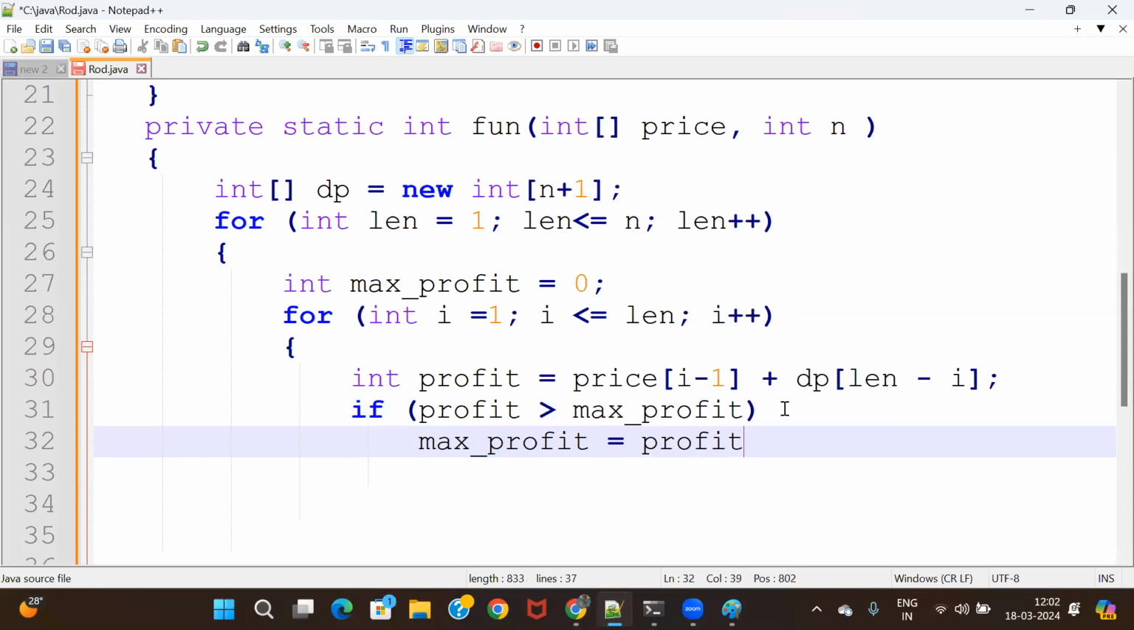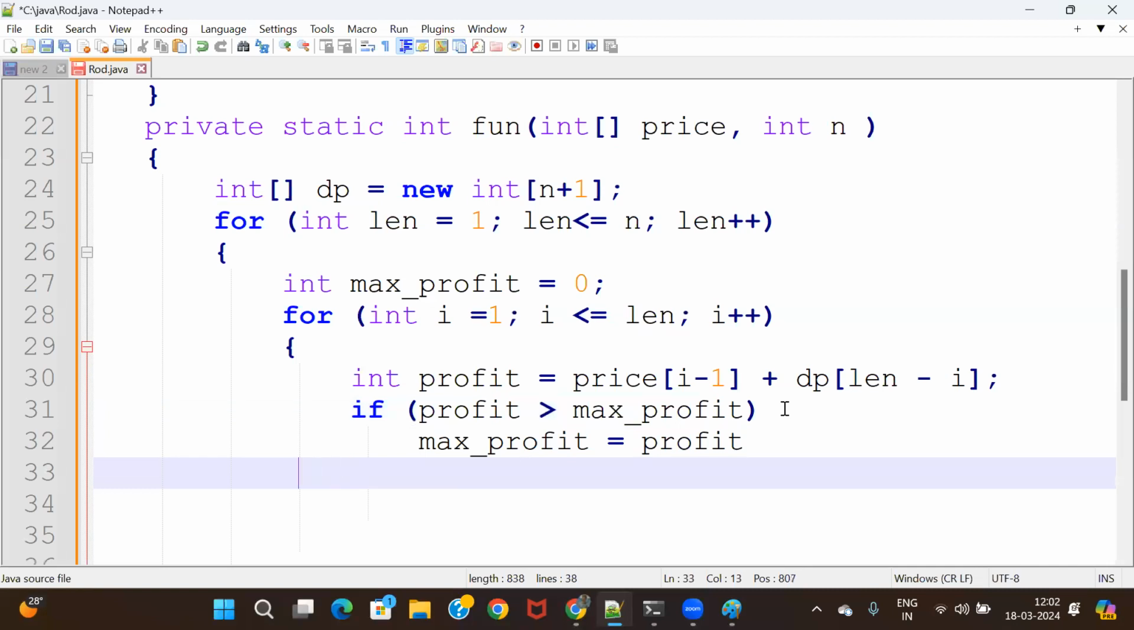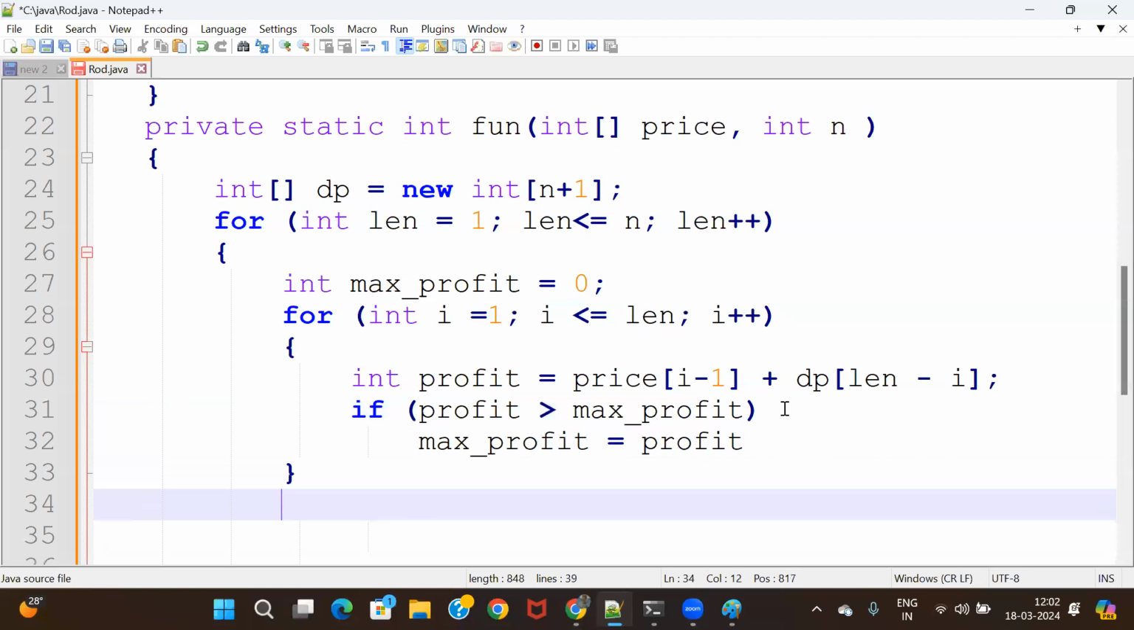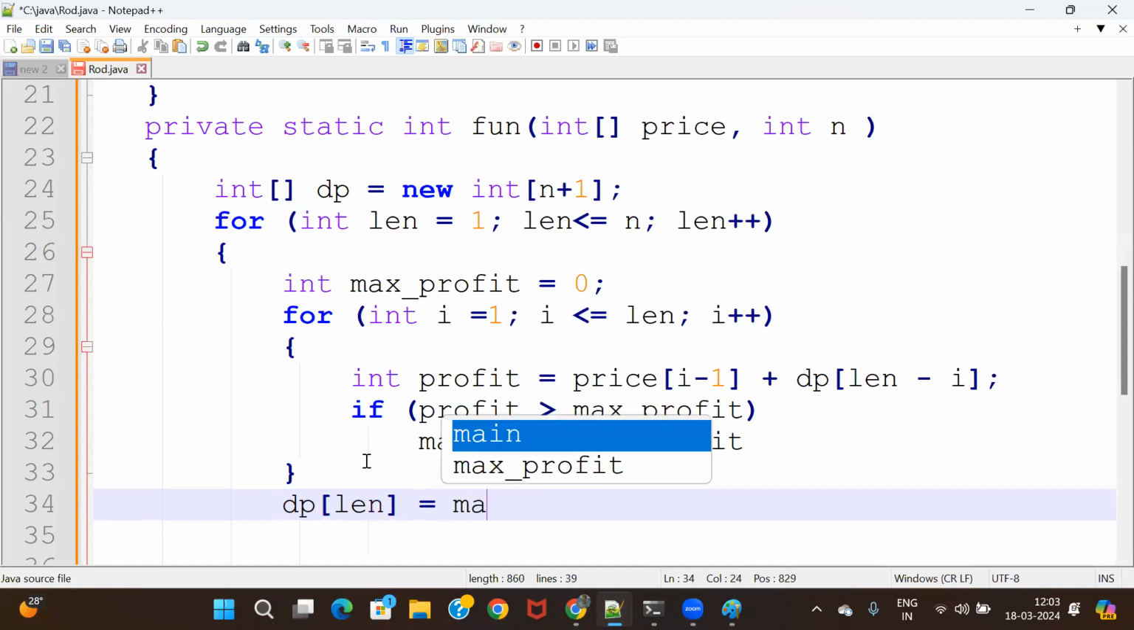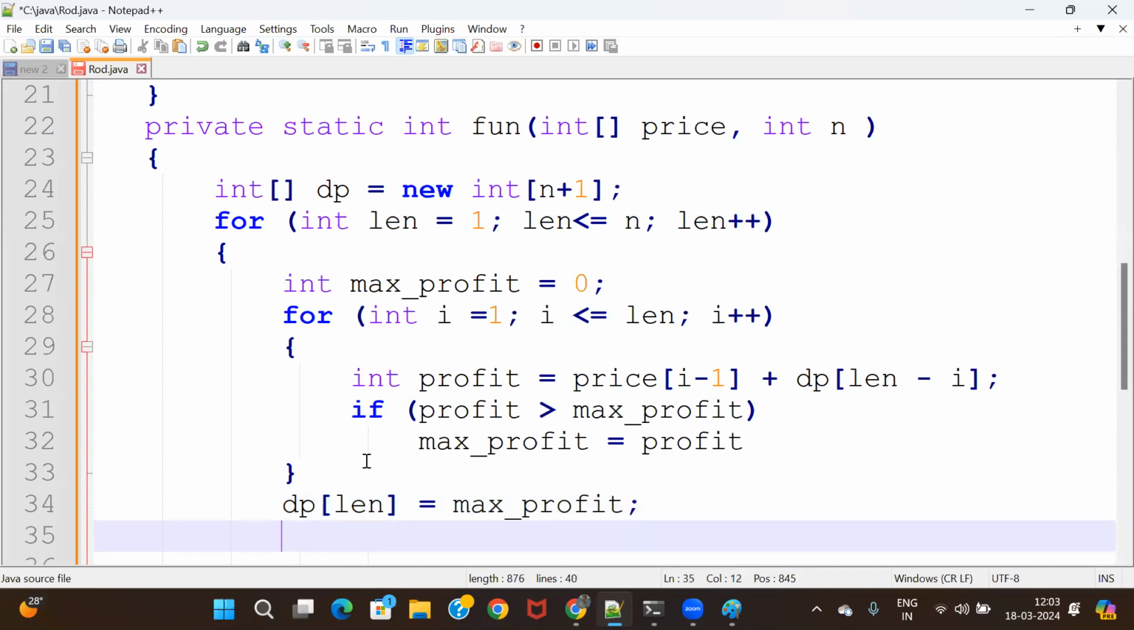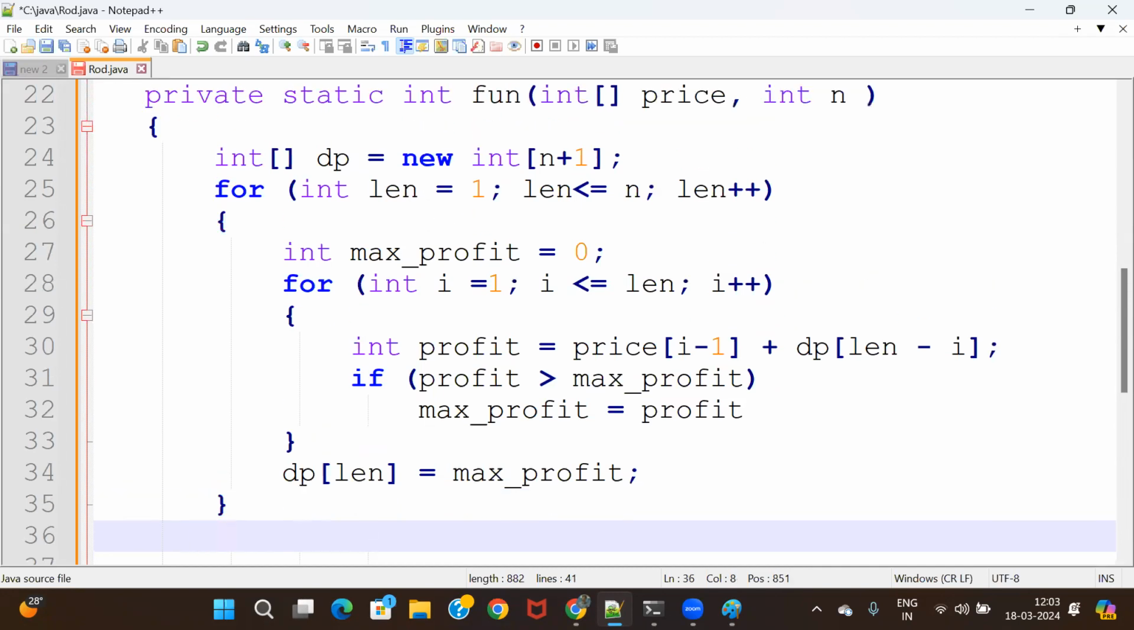Okay. Now what is the solution for a given length? It is dp of the given length. How much is it? The maximum profit. So we find out the solution for length 1, length 2, and so on up to length n.